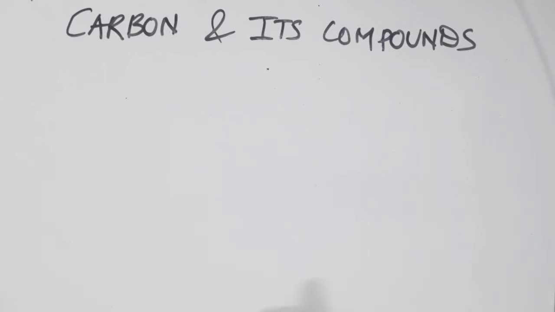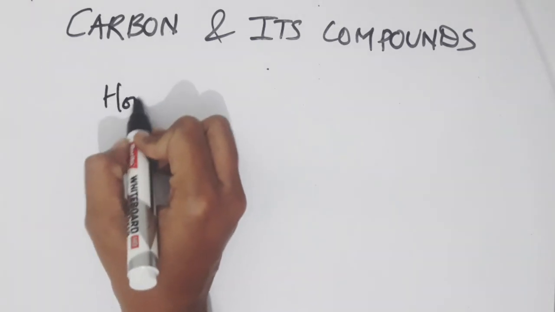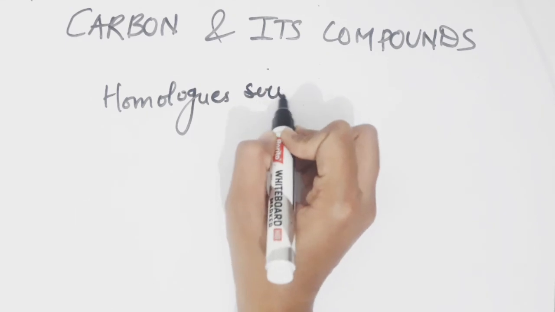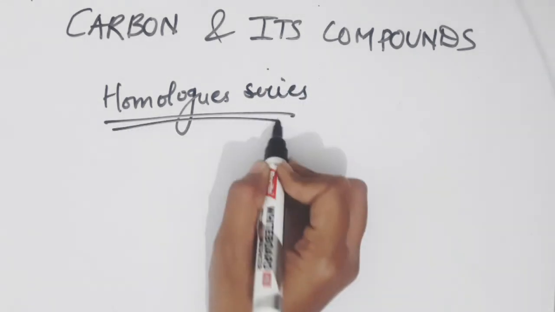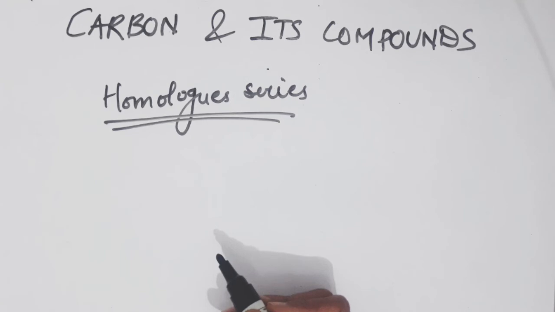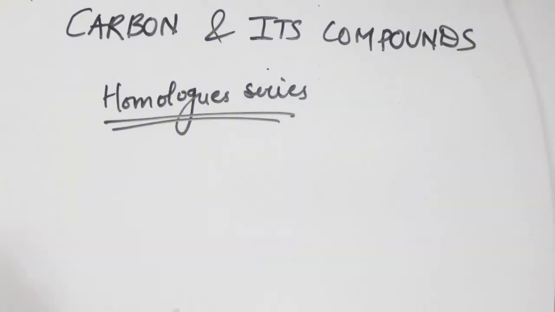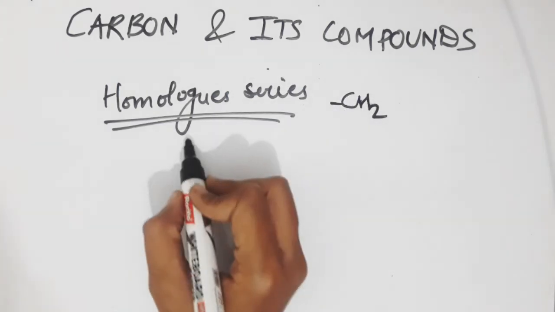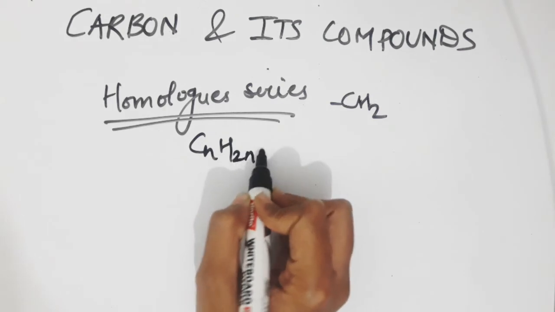Then you just have one topic left, and that is homologous series. Now we just studied the alkane series, we have seen the alkenes and the alkynes. Now what is the basic definition of homologous series? Homologous series is a group of organic compounds having similar structure and similar chemical properties in which the successive compounds differ by CH2. So if we take a series of alkanes having general formula CnH2n+2.